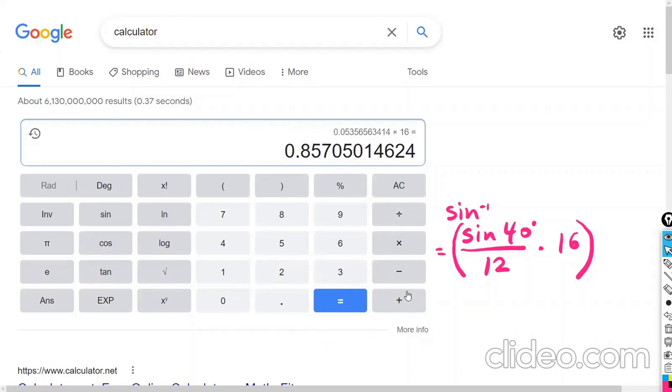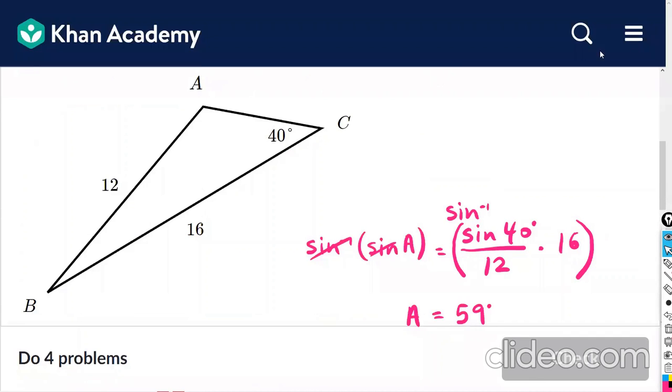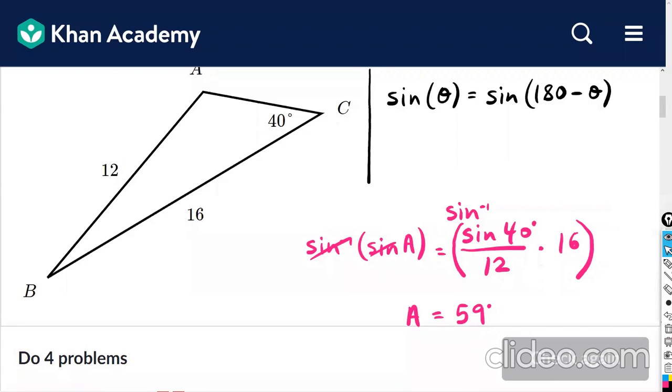Hit equals again. Now I'm going to take that answer and I'll take the inverse sine of that answer. So I'm going to click INV for inverse. That's inverse sine of the answer that I got. Okay, and you can close the parentheses if you want, hit equals again, and that is our angle in degrees. Okay, they said round to the nearest angle, so since it's 58.9, rounded off is 59. So on the left, we said inverse sine and sine cancel, and we're left with angle A is 59 degrees.